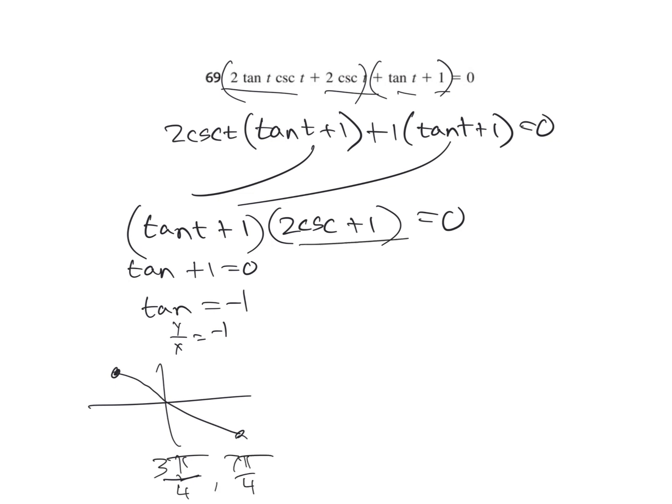And then here we have cosecant equal to negative 1 over 2, or the sine of t is equal to negative 2, which is not possible. Can't be bigger than 1. So there I tried something, it worked. Sometimes it doesn't. And now our last one that we're doing for today.